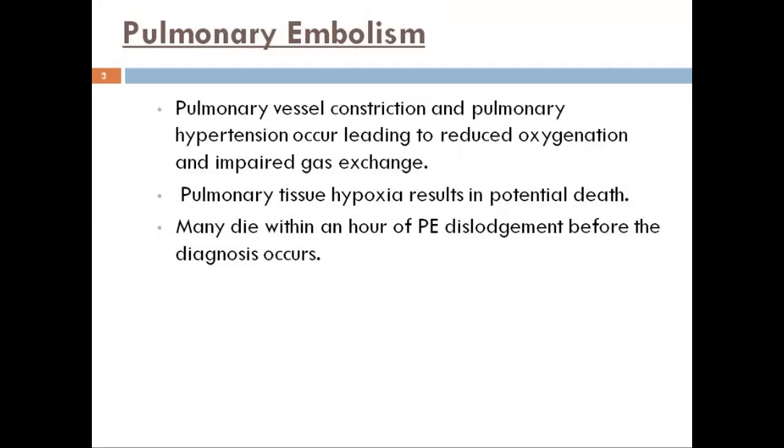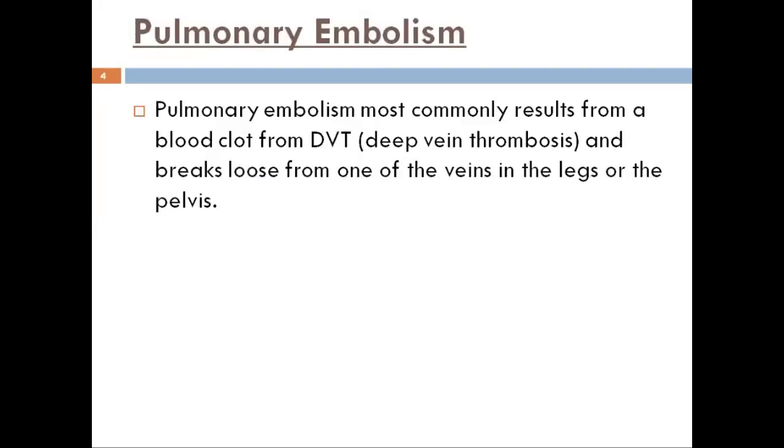Pulmonary vessel constriction and pulmonary hypertension occur, leading to reduced oxygenation and impaired gas exchange. All right, so the person will have difficulty exchanging blood from the alveolus, which represents the air sac, into the blood vessels. So pulmonary tissue hypoxia results in potential death, right? So hypoxia is reduction in the supply of oxygen to any tissue. So many people die within an hour of pulmonary embolism dislodging before even diagnosis occurs. So it's a very serious condition.